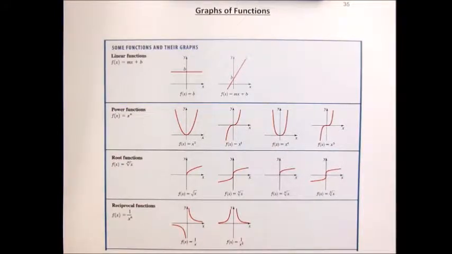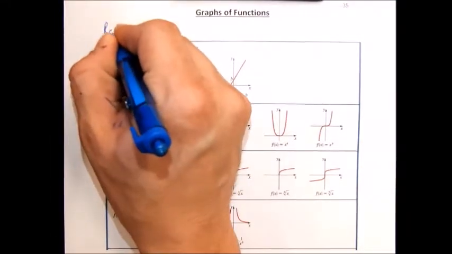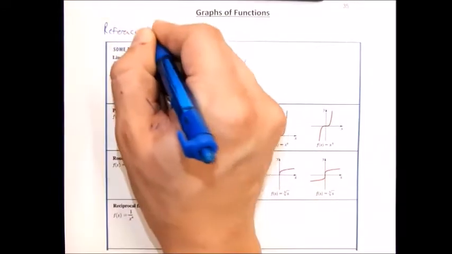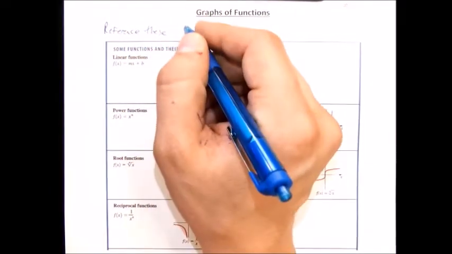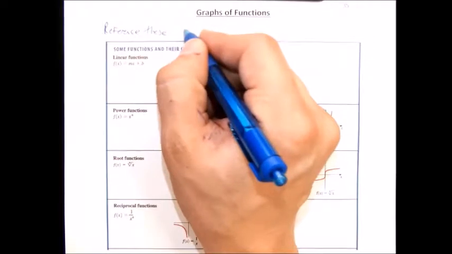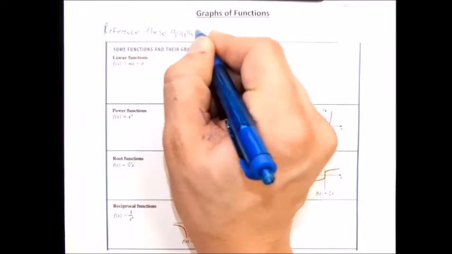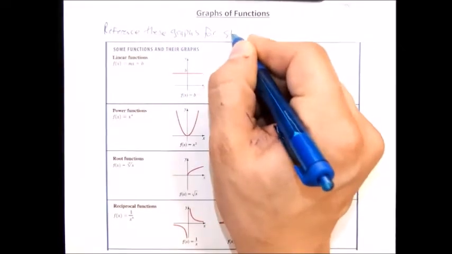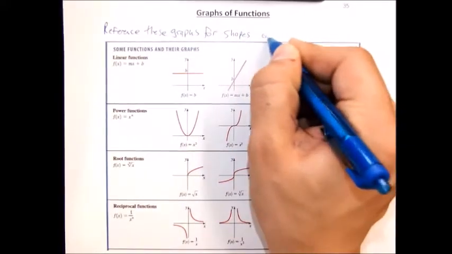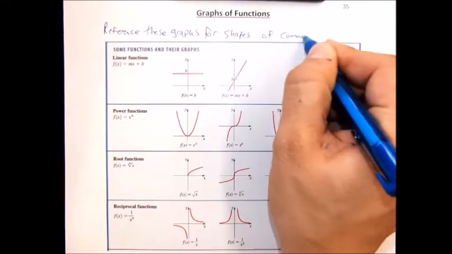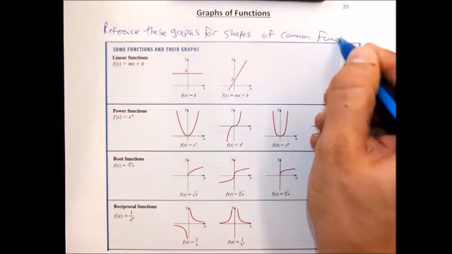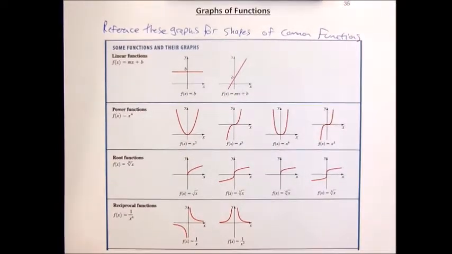So this first page is a reference page, and I'm going to write that down. And what you want to do is use this first page as a reference when you're graphing things. So you reference these graphs for the shapes of common functions. And you'll see in this section, what we do is we start with the general shape of what a function looks like, and then we graph it by shifting it around based on the information in the following pages.